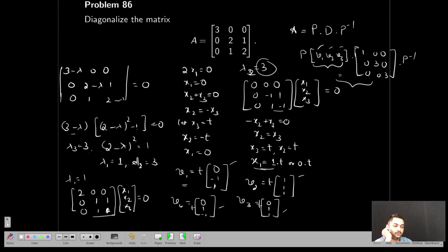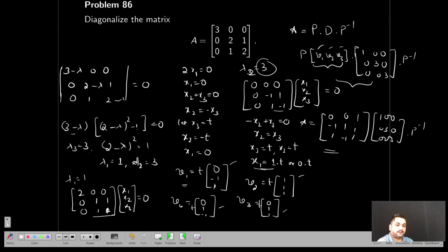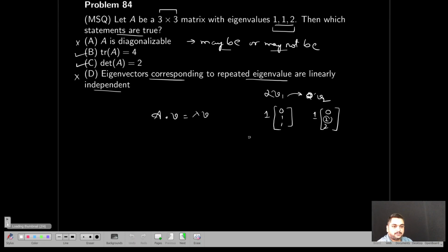If you want, you can put this in, find the values and then verify. So P will be, let us take any of these three eigenvectors: (0, minus 1, 1), (0, 1, minus 1), (1, 1, 1), into D into P inverse, which you find. So it will be equal to A. That's the property. I hope you are getting it. So the key thing to remember here is, even if the eigenvalues are not distinct, it may or may not be diagonalizable. That's what you have seen in the last question.